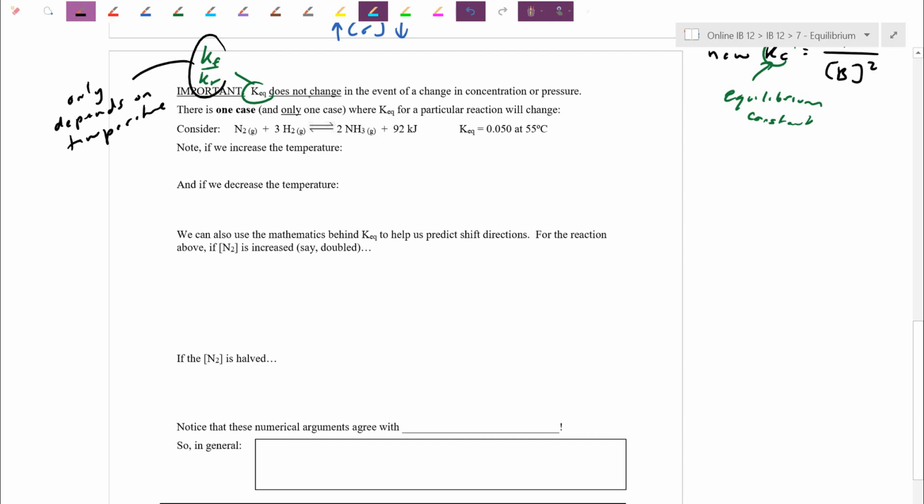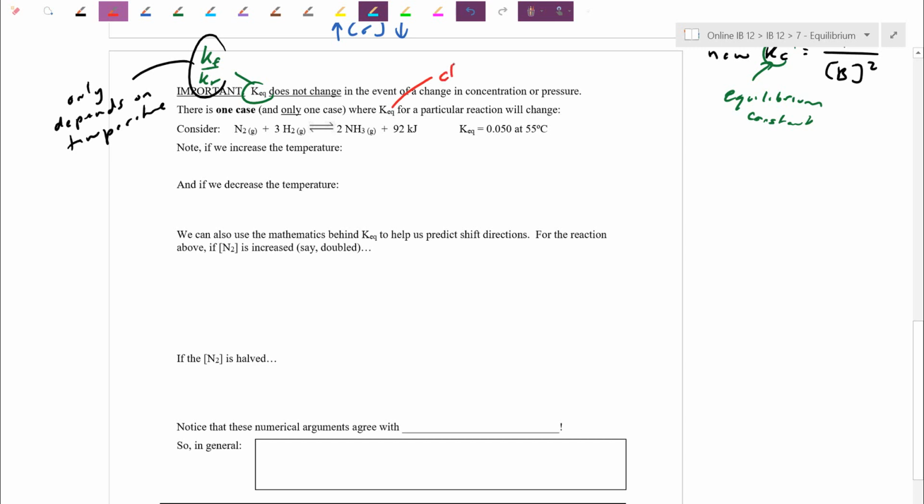So in this case here, KEQ does not change if you just come in and change concentration, change pressure, that's not a temperature change. The rate constants aren't expected to be any different. The KEQ does not change. Right? There is one case, this is important. When does KEQ actually change? The one case here is if you actually change temperature.